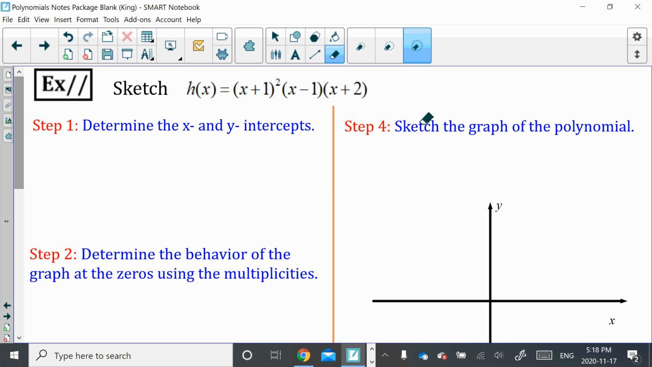Hi, Math 30s. So we're moving on to the last lesson in polynomial functions. And in this lesson, we are going to review graphing from the last lesson, which was lesson 8 in your workbook. And then I'm going to introduce one last new concept.